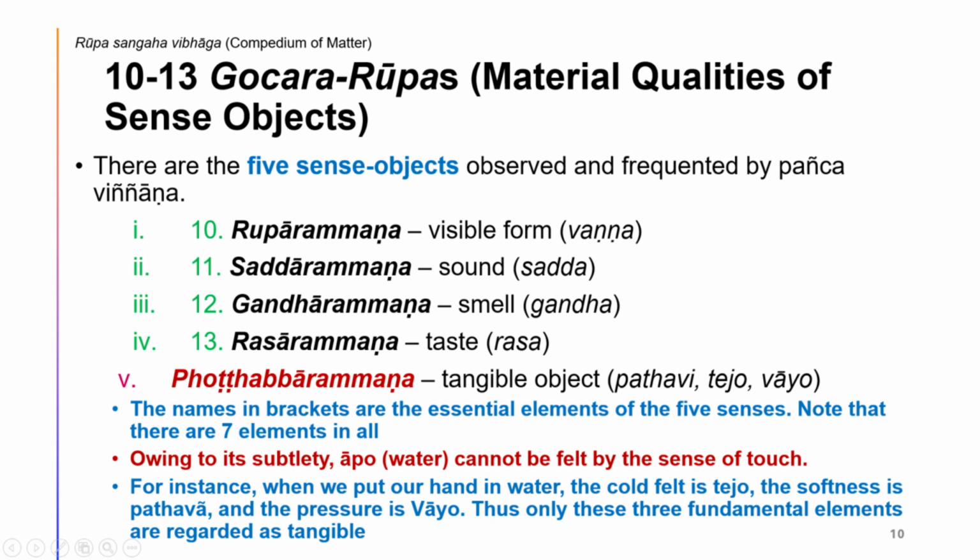So next one is Gandha Rupa, or smell. This is another faculty about smell. So what does your text say about smell? It's the odor derived from the four great essentials, experienced by nose consciousness.